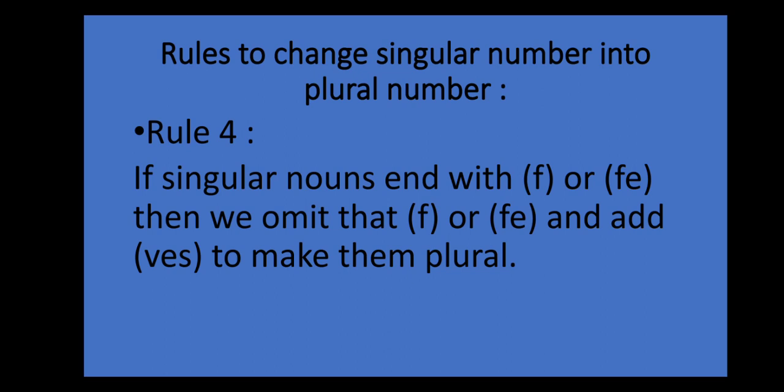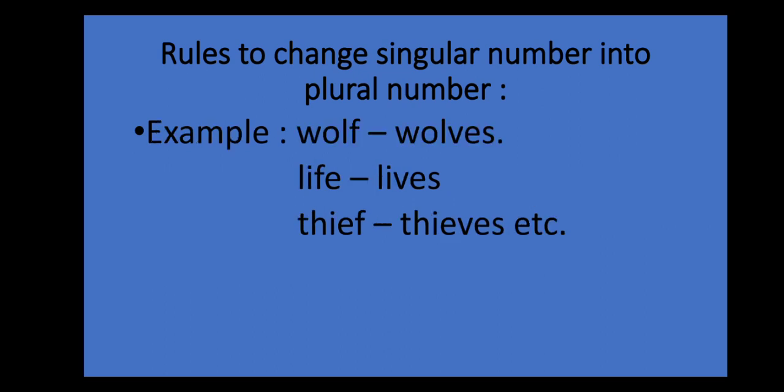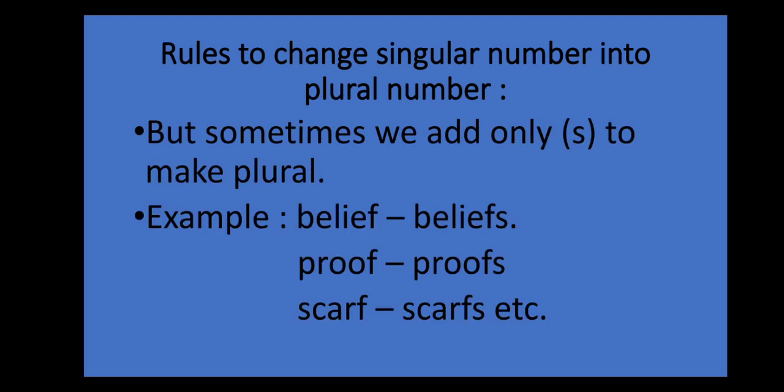Rule 4. If singular nouns end with f or fe, then we omit that f or fe and add ves to make them plural. Can you give some examples of this type of words? Yes, wolf, wolves. To make wolf plural, we have omitted f and we have added ves. Life, lives. To make life plural, we have omitted fe and added ves. But sometimes we add only s to make this type of words plural.